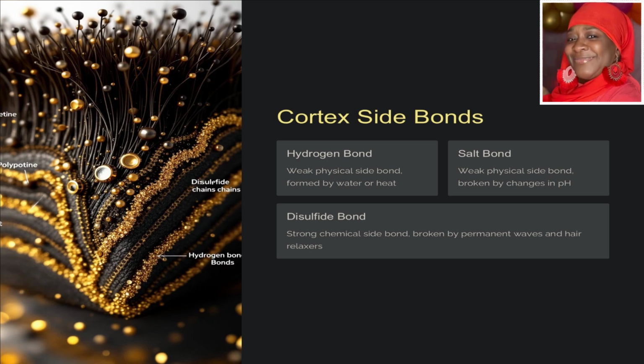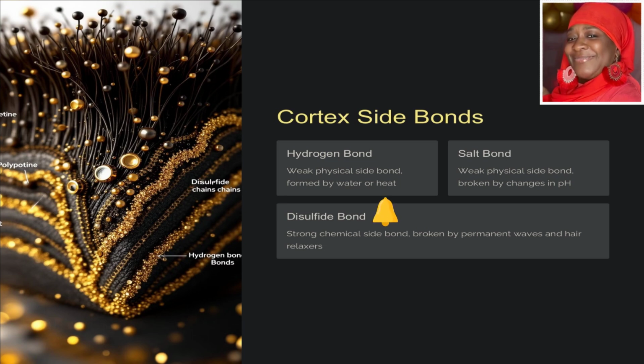Salt bond, also a weak physical side bond. Salt bonds, like hydrogen bonds, result from attracting opposite charges. Salt bonds are broken by changes in pH, so they are easily broken by strong alkaline or acidic solutions.